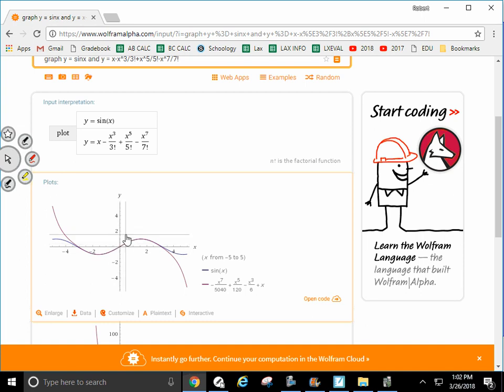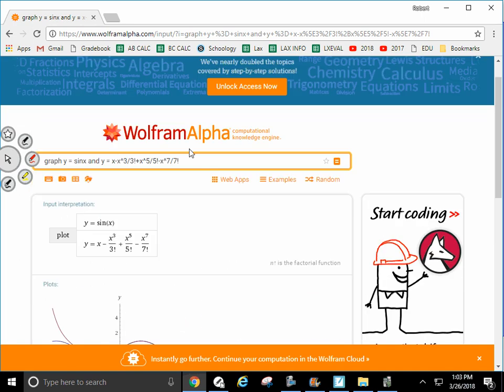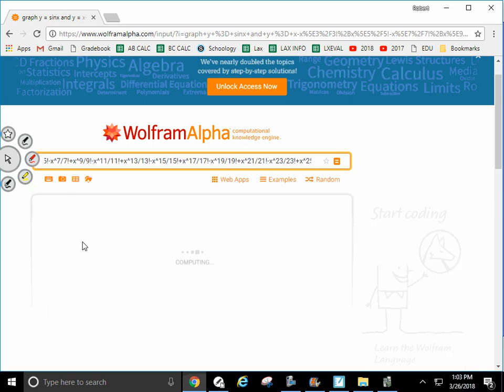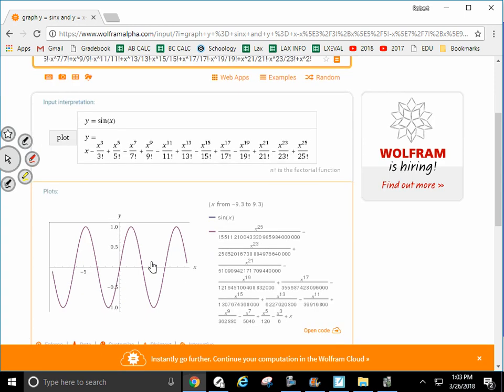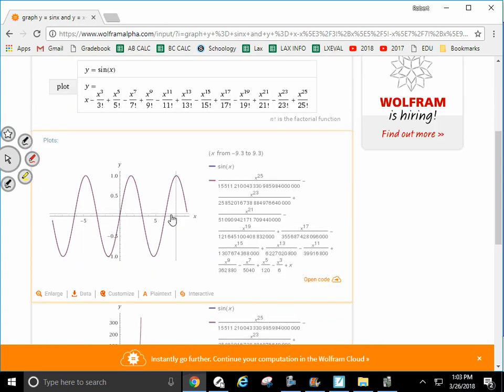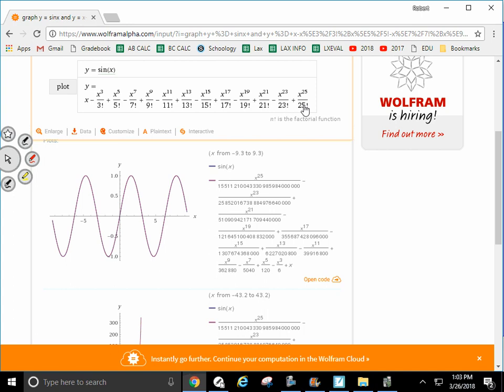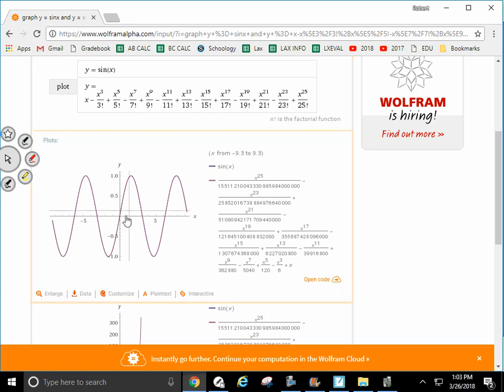But when I add terms, what ends up happening, and I went to x to the 25th, is that I'm going all the way out to about negative 9.3 and 9.3, and I don't see a difference between the sine graph and the purple graph, which is the Maclaurin polynomial used to approximate sine around 0. And I'm talking about all the way over here and all the way over here.